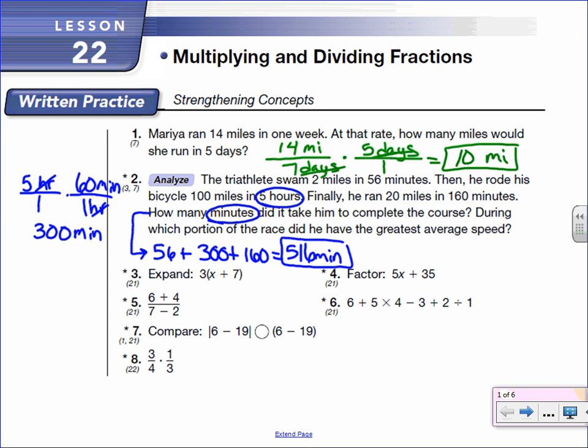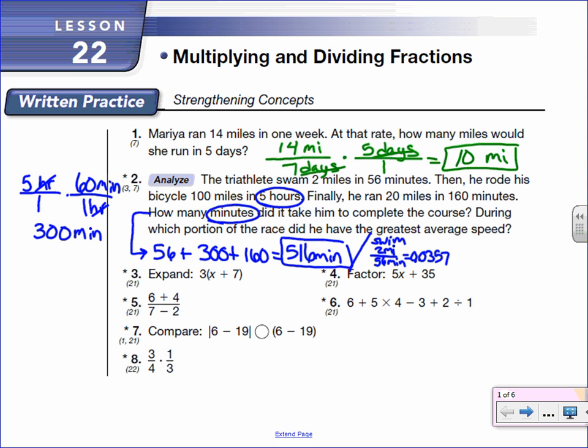And then, during which portion of the race did he have the greatest average speed? Well, speed is calculated by taking the distance divided by the time. So for the swimming, it was 2 miles divided by 56 minutes. And 2 divided by 56. Again, since this isn't the purpose of it, I'll let you use a calculator. That comes out to be 0.0357.